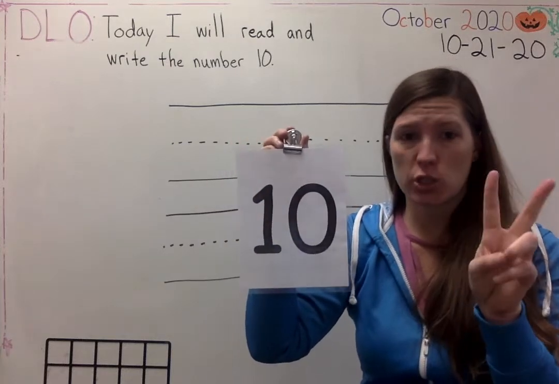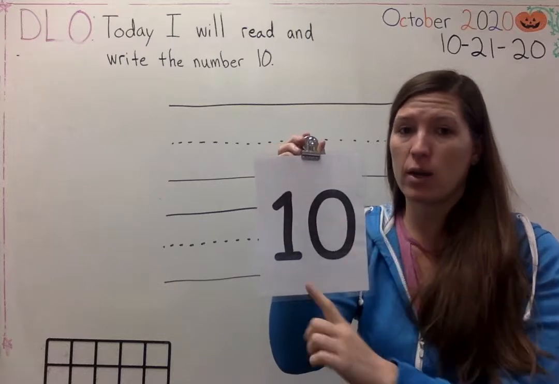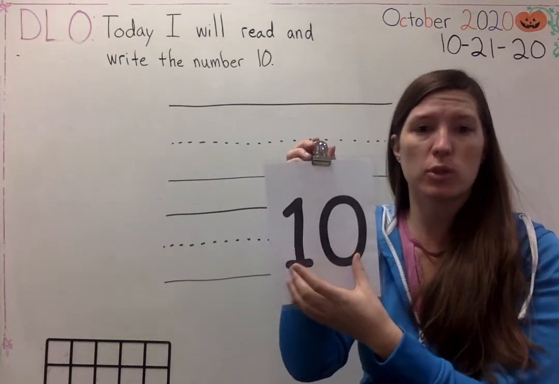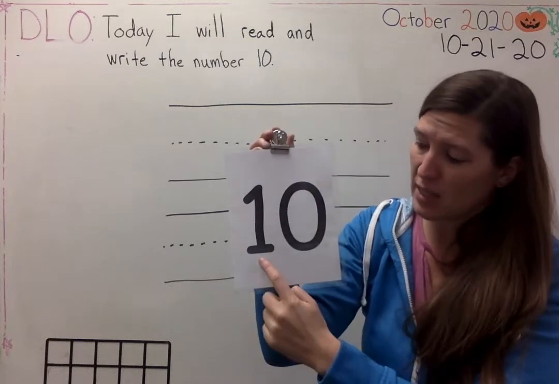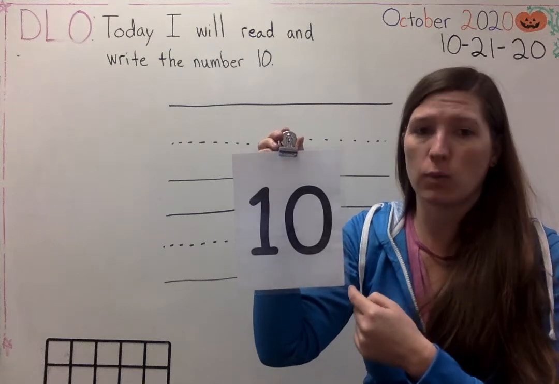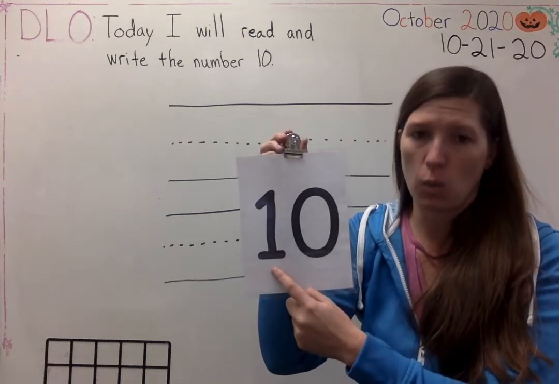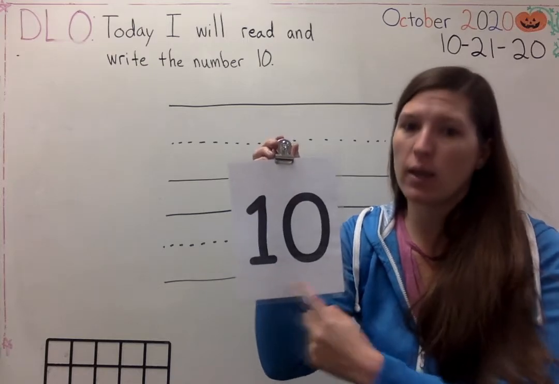It has 2 digits, 2 different numbers to make one number together. There's no finger space, so when the numbers are together, that's a new number than if it was by itself. So the number 10 is a 1 and a 0. Go ahead and say 10. How do we write 10? A 1 and a 0.